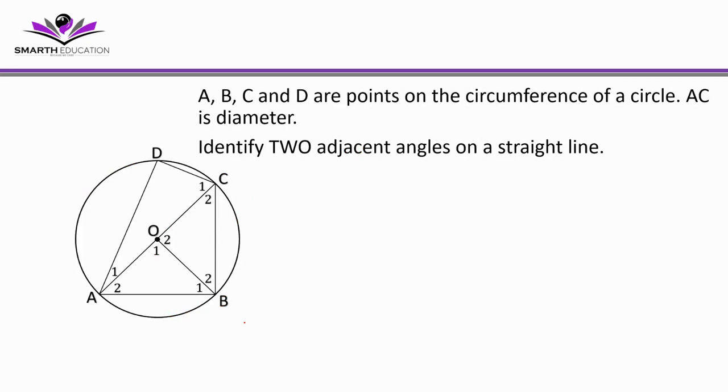And then A, B, C, and D are points on the circumference of a circle. AC is the diameter. Identify two adjacent angles on a straight line. So AC is a straight line, and then we have O1 and O2 sharing a common arm OB. So these could be our adjacent angles because they share the common arm. They are on a straight line AC. So O1 and O2 are adjacent angles on a straight line.